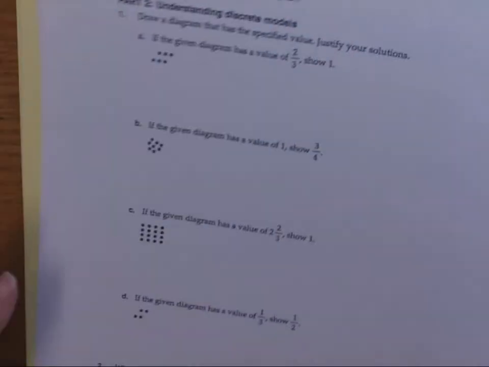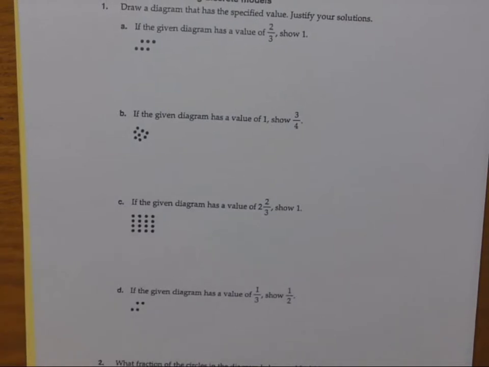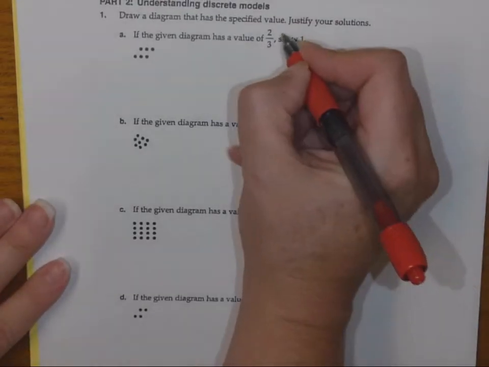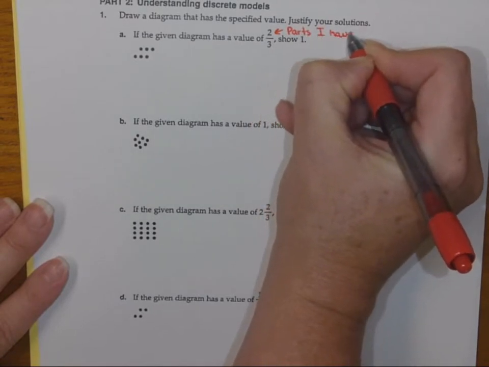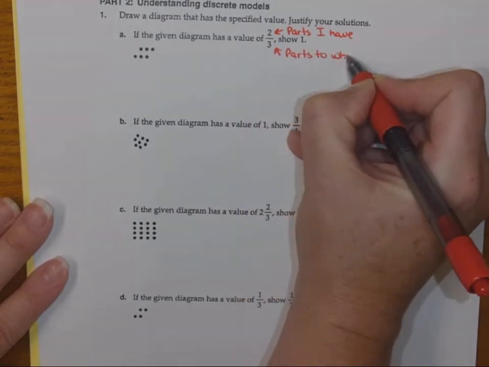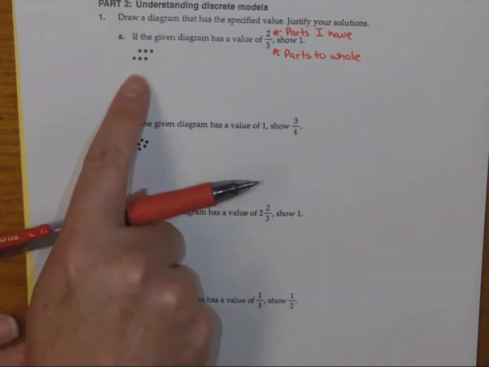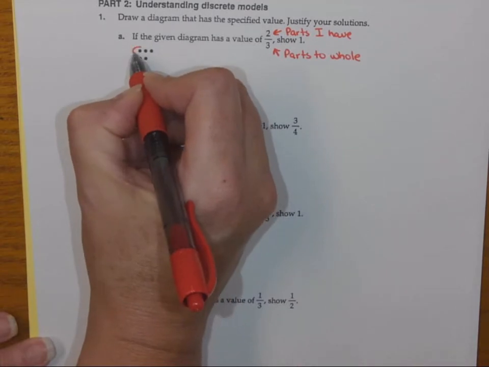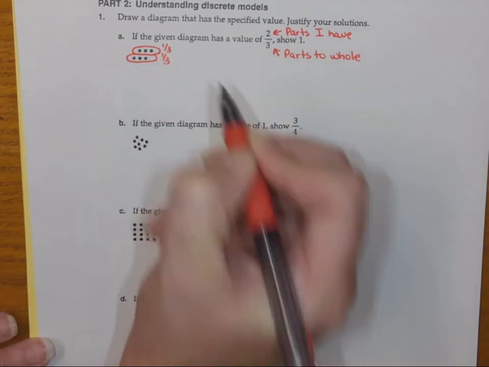So let's go ahead, what we didn't talk any about last time was how to look at set models. So let's look at the very back page in that packet. So if the diagram has a value of 2/3, we're supposed to show 1. But our strategy is going to be the same. This is still the parts I have, but in this case this is going to be the groups that I have, and this is still the parts to a whole. Okay. So I have 2 groups, so how can I split these dots into 2 groups? It looks like this way would work, right? And then I would want you to label, this is a third and this is a third.